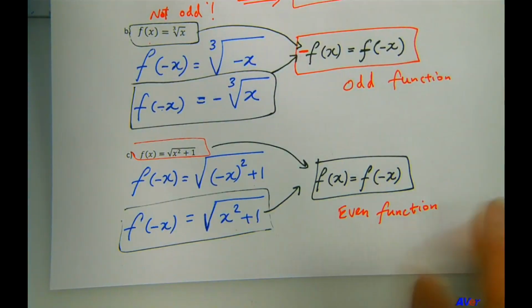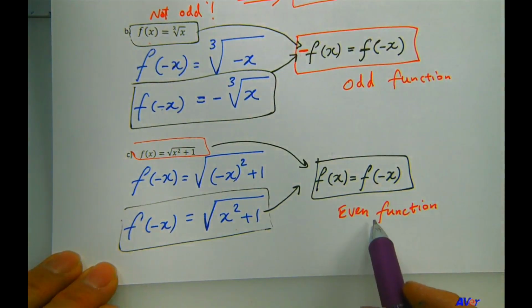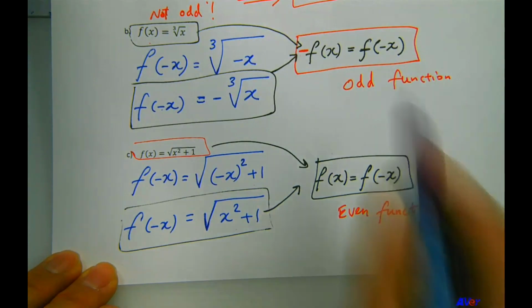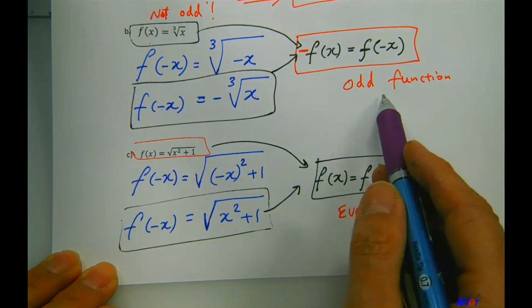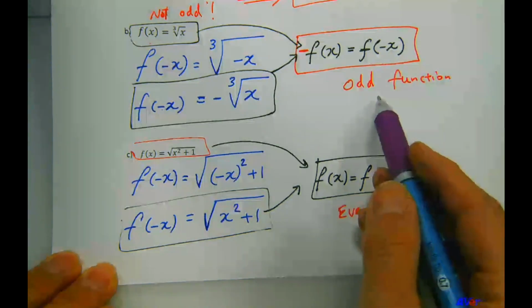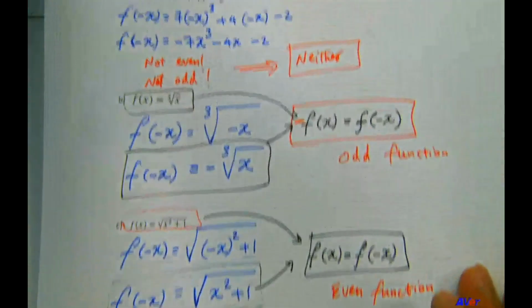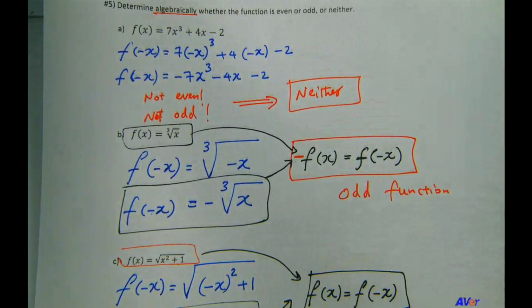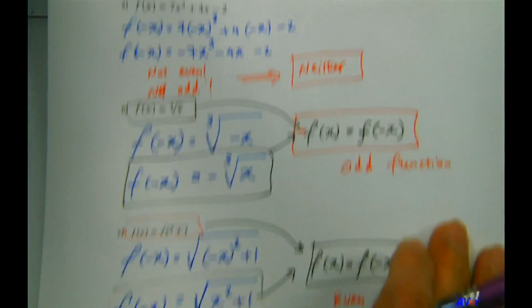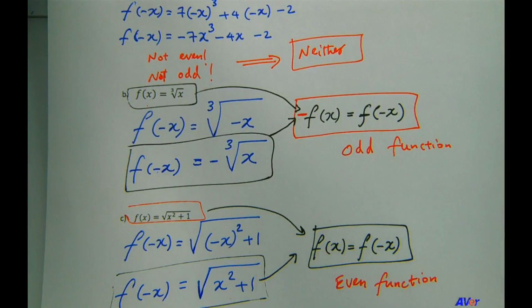An even function is symmetric with respect to the y-axis. Odd function is symmetric with respect to the origin, right? But they're not asking us for the symmetric nature of this. They're just asking which one is odd, which one is even. So I'm not going to write that down. But we know even functions are symmetric with respect to the y-axis, and odd functions are symmetric with respect to the origin.